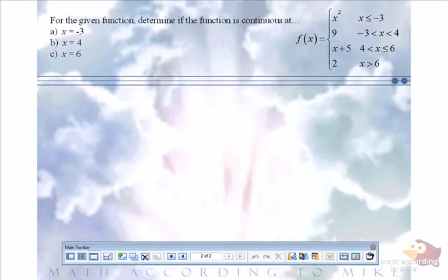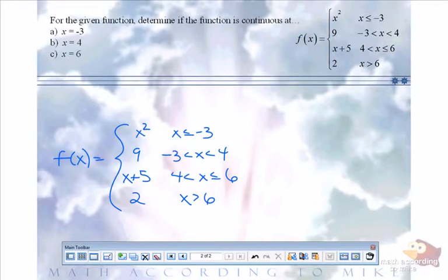Given a function, determine if the function is continuous at those three x values. So if you would write that function down, we'll talk about what type of function this is. We can graph this, but by the time we graphed it, we could have answered three of these types of questions. So we're going to first try this algebraically. If you don't like the algebraic, then we will go ahead and graph it.